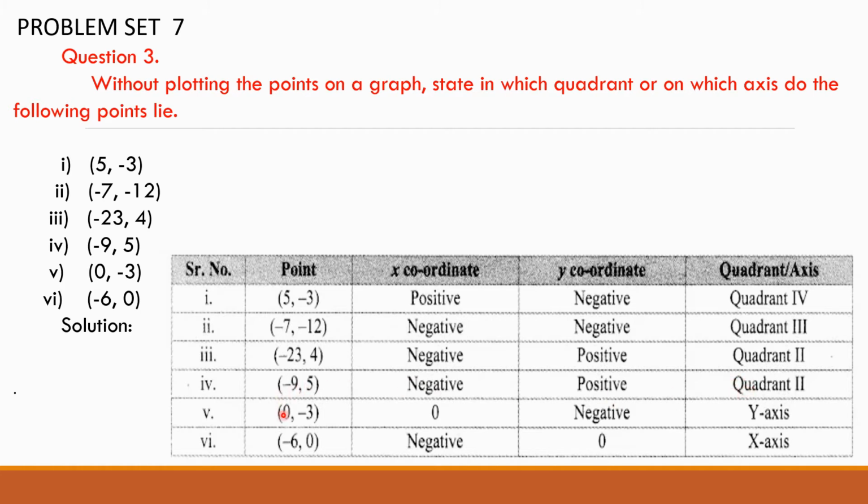Question 5. 0 and negative 3, the x coordinate is 0 and the y coordinate is negative 3. Therefore the point lies on the y-axis. And the last one, negative 6 and 0, the x coordinate is negative 6 and the y coordinate is 0. Therefore the point lies on the x-axis.